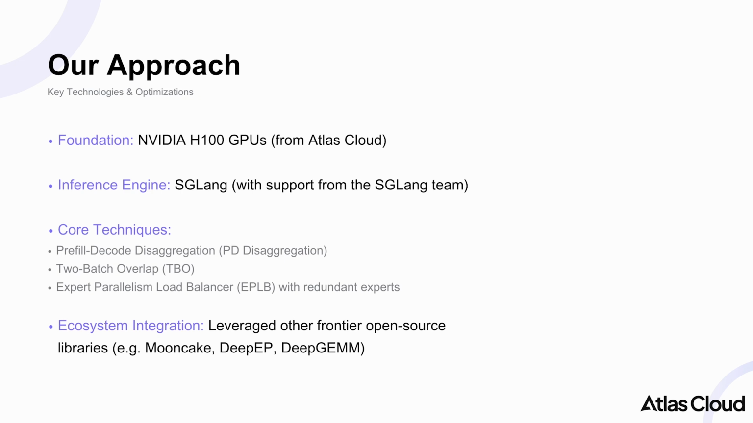First is PD disaggregation. We'll explore this in more detail soon. Second, we implement two-batch overlap, known as TBO. And third, for MoE models, we use an expert parallelism load balancer, known as EPLB, combined with a strategy of redundant experts. Our solution is built with deep ecosystem integration in mind. We've tapped into leading-edge open-source libraries, including Mooncake, DeepEP, and DeepGEMM to maximize performance and interoperability.